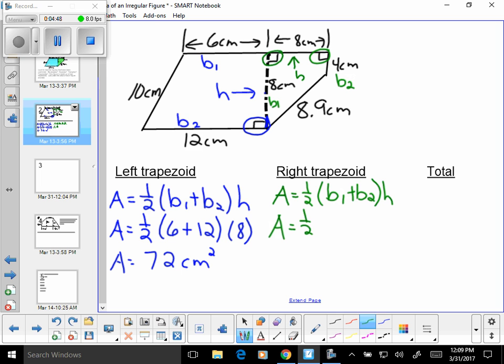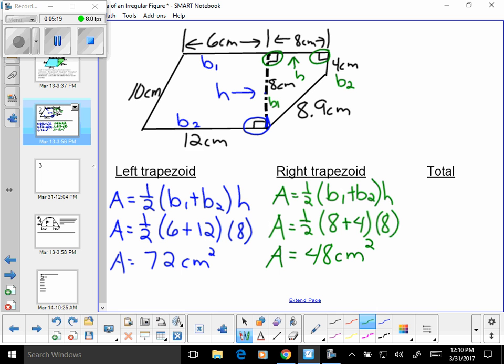Now I'm going to substitute. So my b sub 1 I'm going to take as 8 because I work from left to right. b sub 2 is going to be 4, and my height here is going to be 8. Again, if you'd like to hit pause and do the math, please do so. Otherwise, here we go. It's 48 square centimeters. 8 plus 4 is 12. 12 divided by 2 is 6. 6 times 8 is 48.